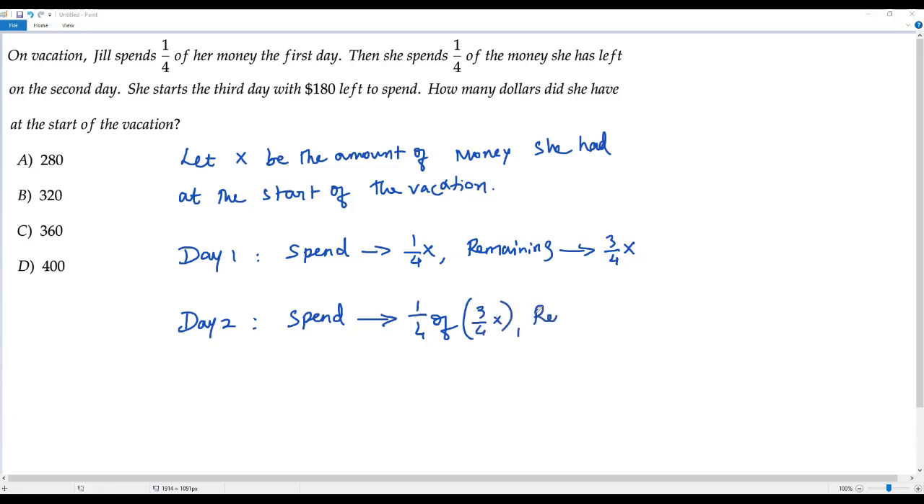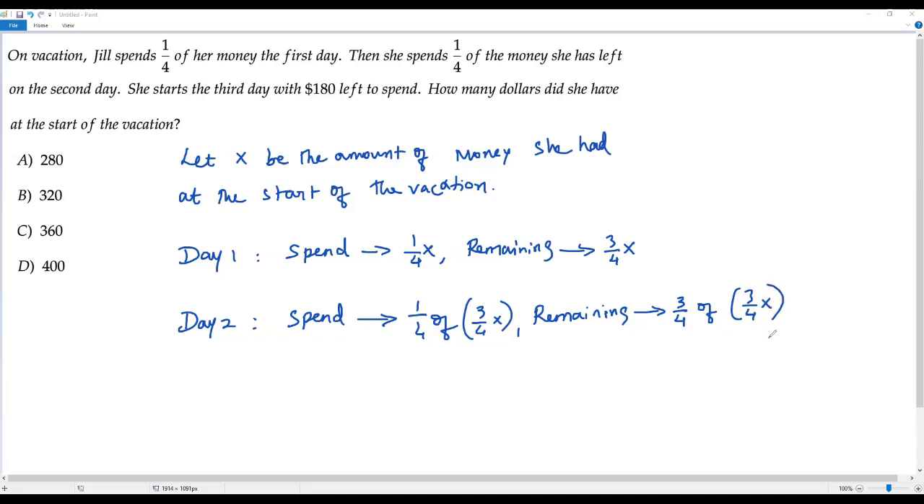Okay, so how much is remaining at the end of day two? Again, this 4 has to be considered as the total parts, in which one part she spends on day two. So the remaining is 3 out of these 4 parts, I mean 3/4 of this money will be remaining. So that is 3/4 of this 3/4 of x will be remaining.